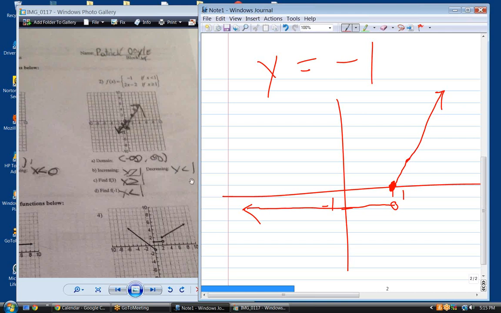Now find f of 3. And whenever you're evaluating the function, always figure out first which one you're going to use. So f of 3 is which one? It would be the top. Hold on. The top one is whenever x is less than 1. The bottom one is whenever x is greater than or equal to 1. So f of 3 is which function? The bottom one. Okay. Plug in 3 for x. What do you get?